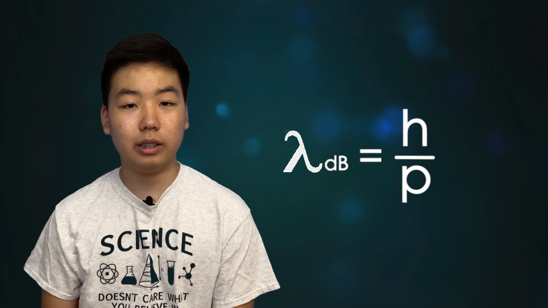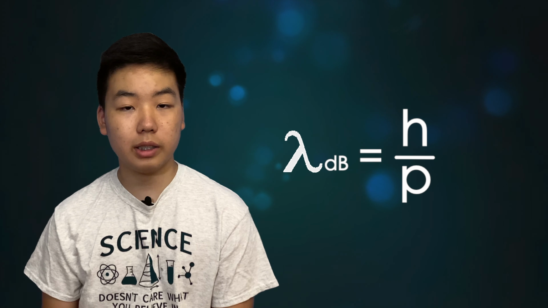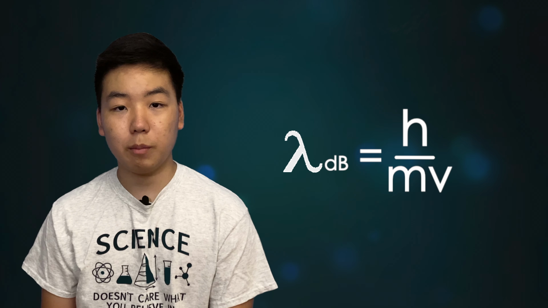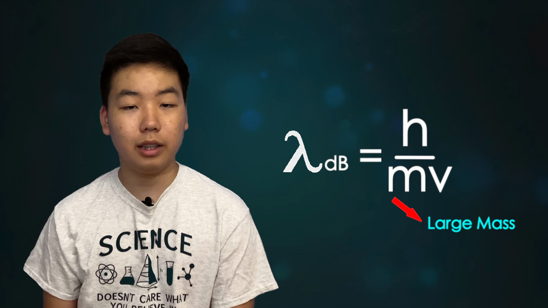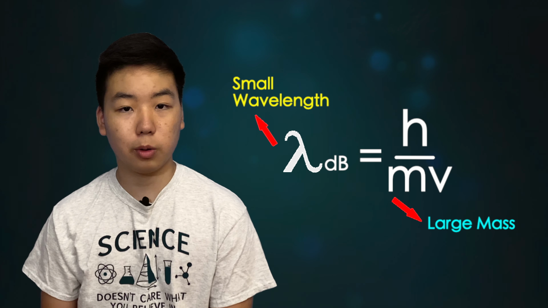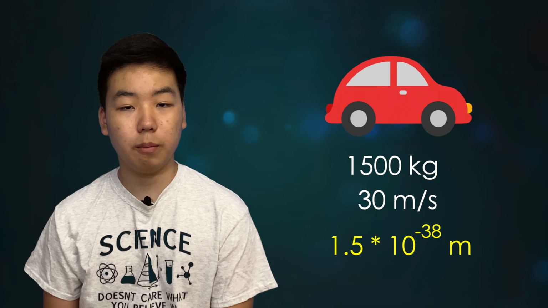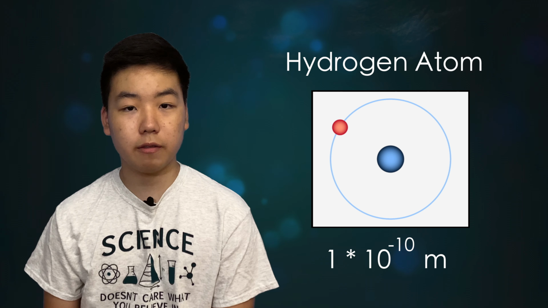If particles can act like waves, why don't we see wave behavior from everyday objects? Going back to the equation, we see that the de Broglie wavelength of a particle is equal to Planck's constant divided by the object's momentum. For normal everyday objects, momentum is just mass times velocity. Macroscopic objects have a relatively large mass, and in this case, that means that we're going to have a very small de Broglie wavelength. For example, the de Broglie wavelength of a 1500 kilogram car traveling at 30 meters per second is about 1.5 times 10 to the negative 38th meters. For reference, the diameter of a hydrogen atom is 1 times 10 to the negative 10th meters.